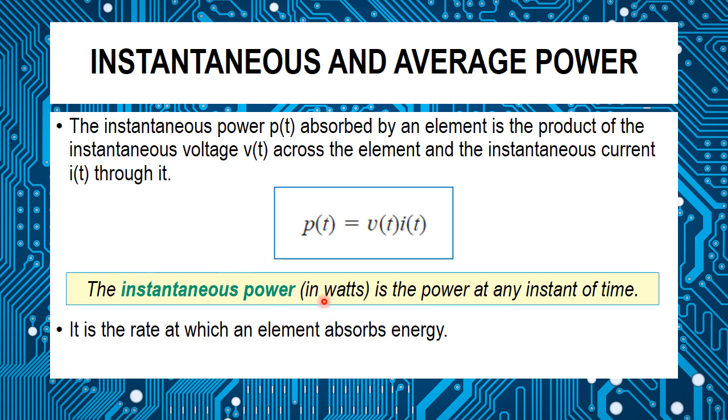So we have the instantaneous power. Our unit for instantaneous power is watts. So this is the power at any instant of time. By the name itself, instantaneous. So we have here a given time and we're going to solve the instantaneous power at that instant of time. So it is the rate at which an element absorbs energy.